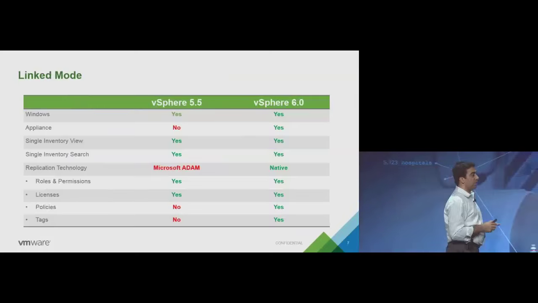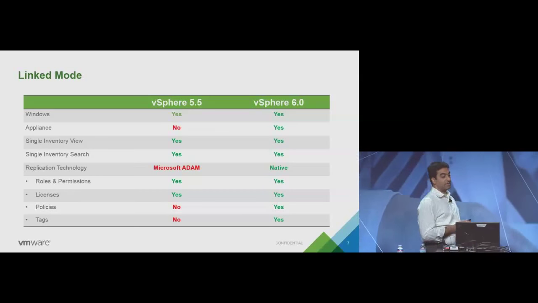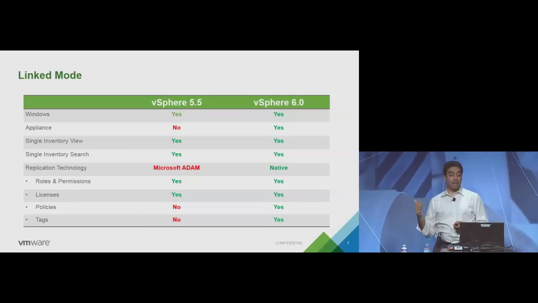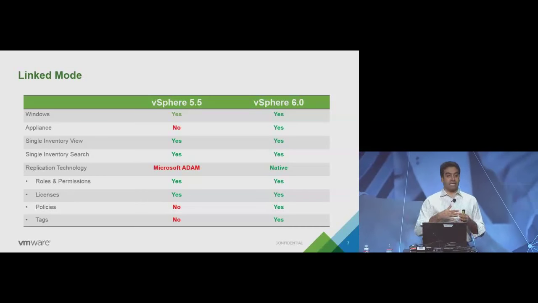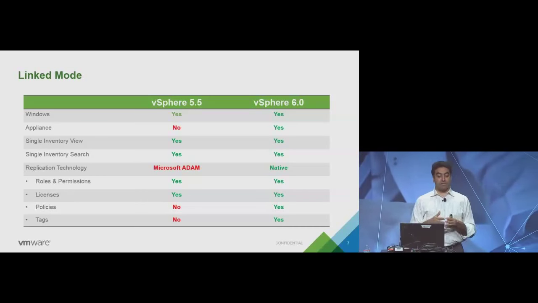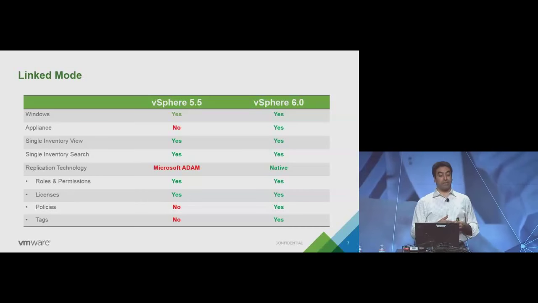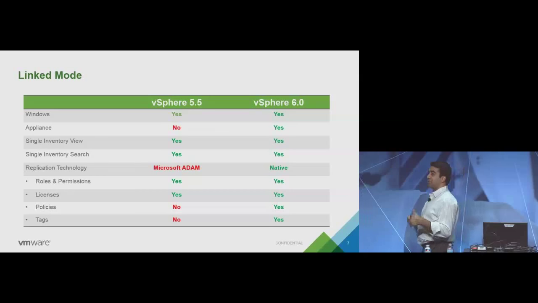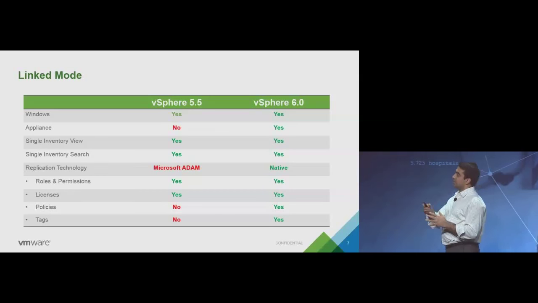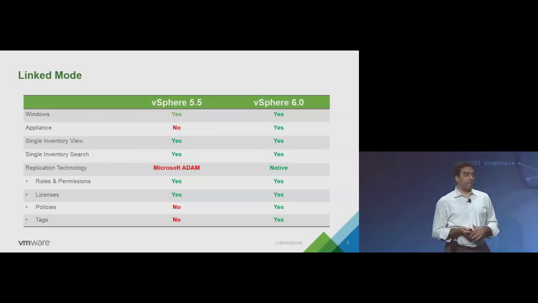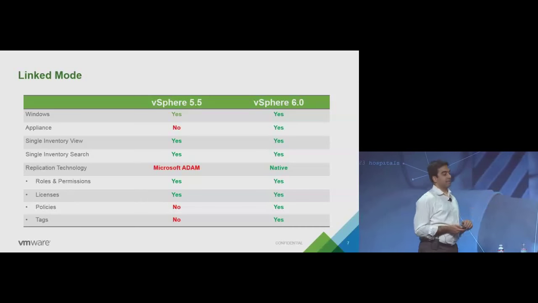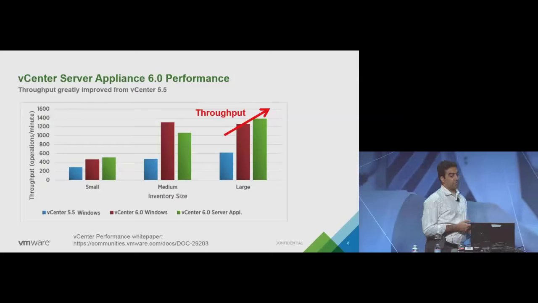And here are some more differences from 5.5, specifically around linked mode. As you can see, in 6.0 you can now not only see inventory across vCenters and search across vCenters, but you can also see some of the data like policies and tags, which you could not see before. So there is a huge improvement in linked mode itself, and now that it's available in the appliance, that makes the appliance a very viable choice.